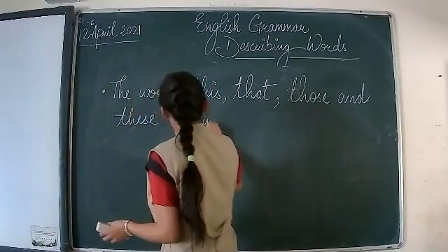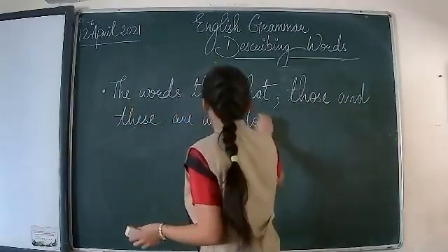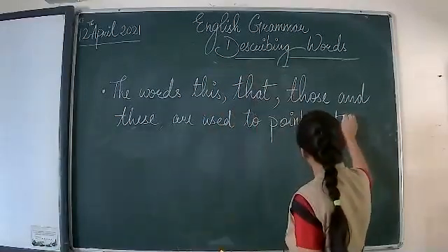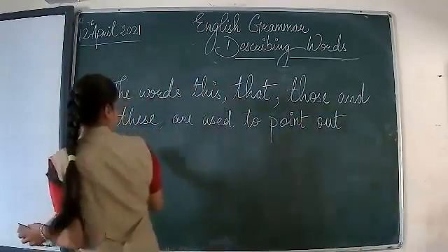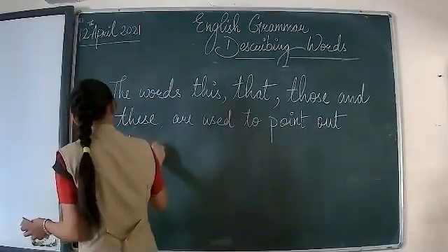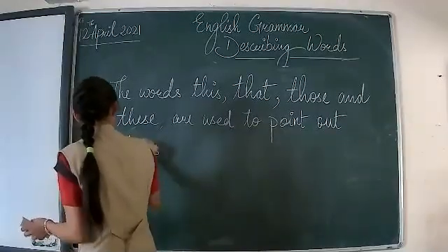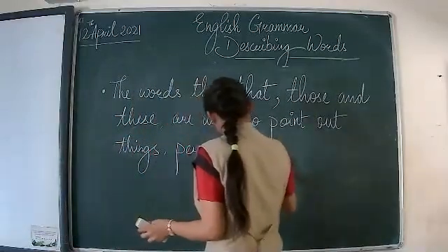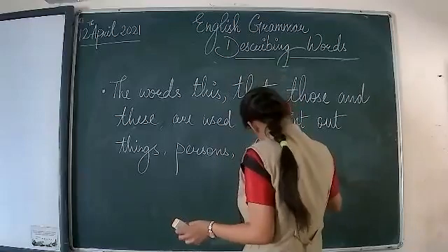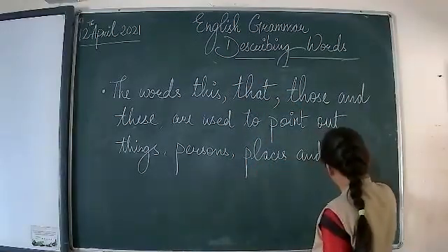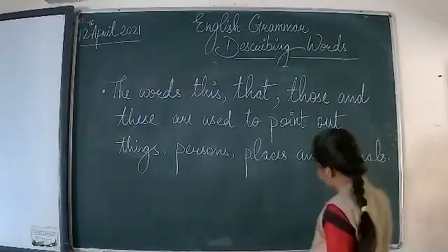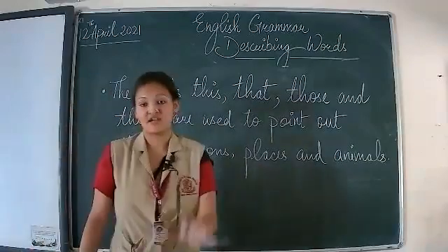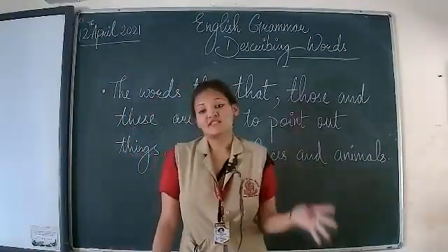Are used to point out things, persons, places, and animals. Okay, so we are talking about the demonstrative adjectives. What are they? This, that, these, those.